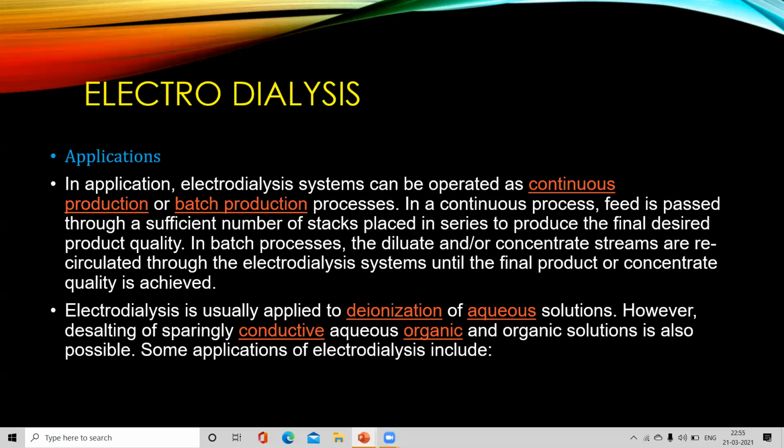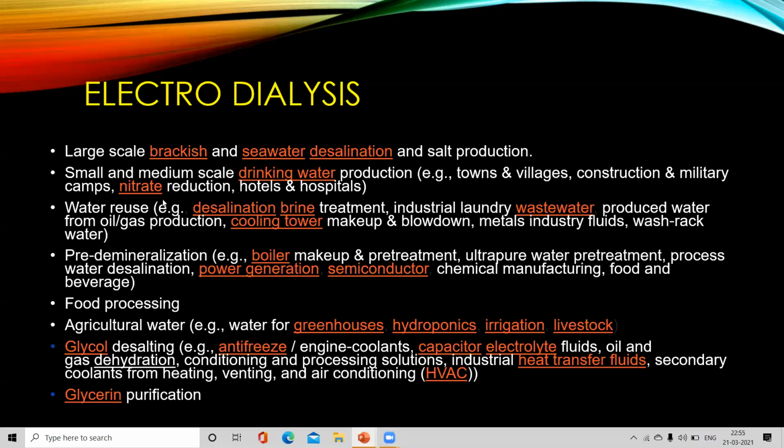Electrodialysis is used for the deionization of aqueous solutions, however, desalinating or separating conductive aqueous organic and organic solutions is also possible. Some applications of electrodialysis include large scale brackish and seawater desalination and salt production, small and medium scale drinking water production for towns and villages, construction, military, nitrate reduction, hotels and hospitals, water reuse, desalination, brine treatment, industrial laundry, wastewater, produced water from oil and gas production.